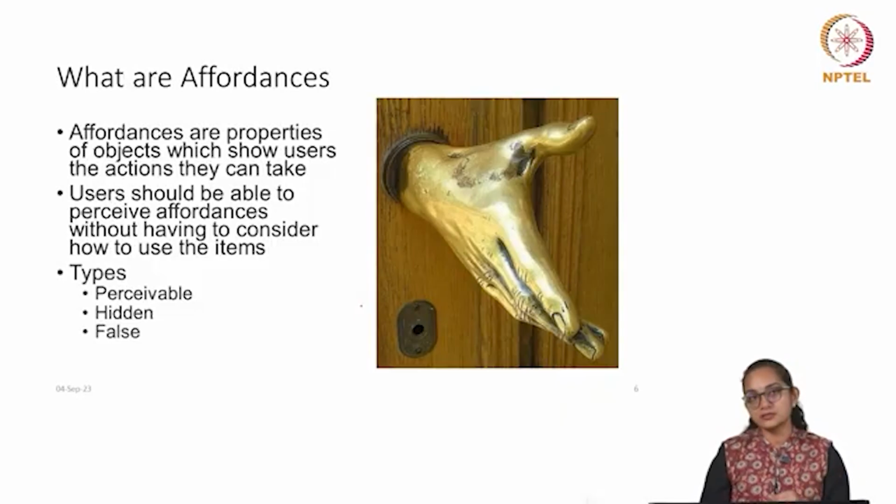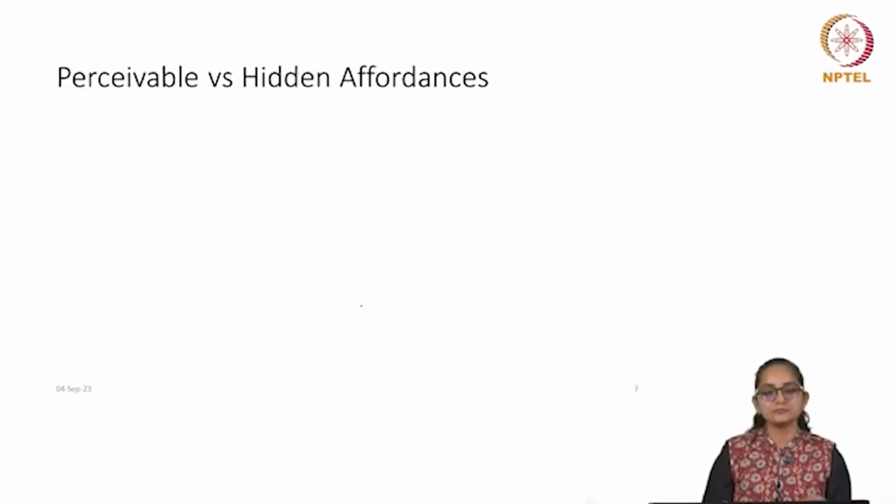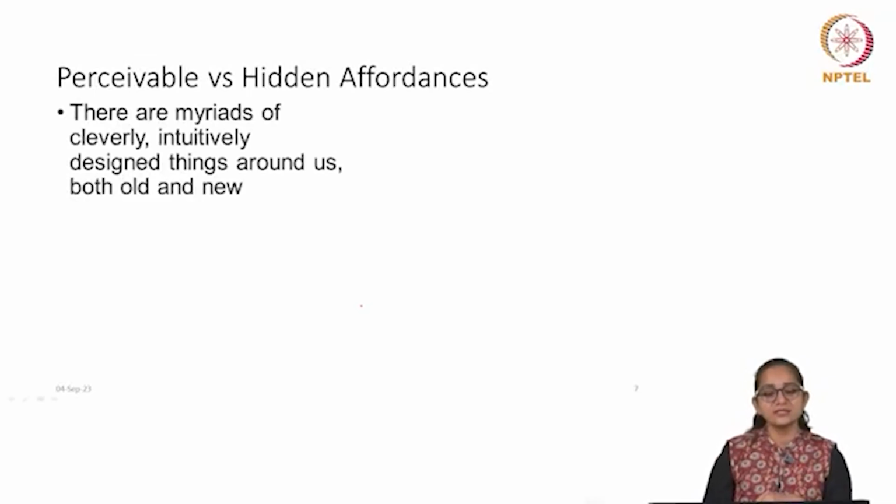And then there are false affordances. False affordance means that there is a perceivable affordance, but it is directing you to an incorrect action. Just by looking at it, you may feel that this is how I am supposed to interact with it, but the moment you do, it leads to an incorrect action. So, that falls in the category of false affordance. Let us try to understand perceivable versus hidden affordances first.